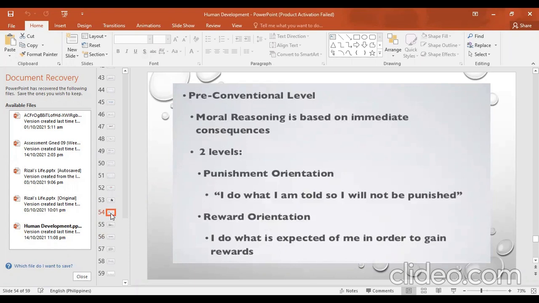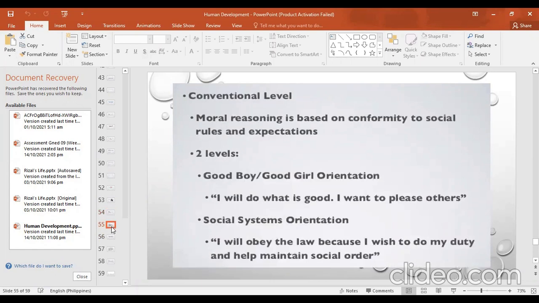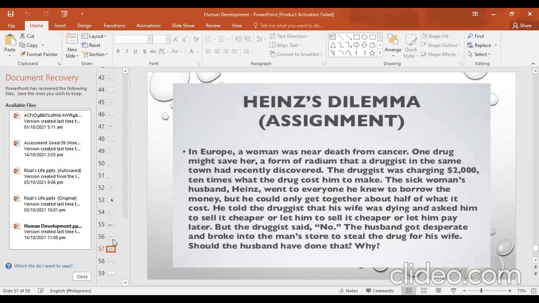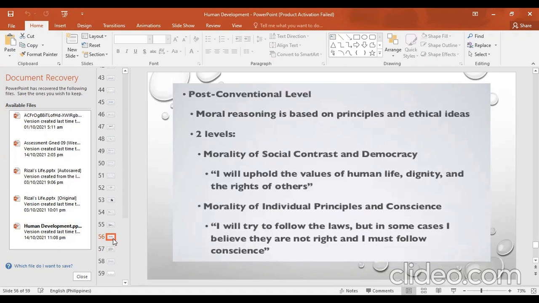In pre-conventional level, we have 2 levels, such as punishment orientation and reward orientation. In conventional level, we have the 3rd level, good boy and good girl orientation. 4th will be the social system orientation. In post-conventional level, we have level number 5, morality of social contract and democracy. And also, the last one, we have morality of individual principles and conscience.